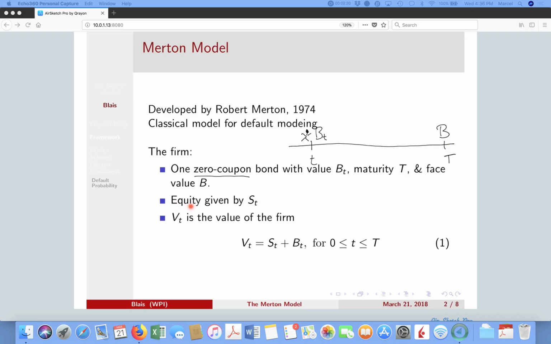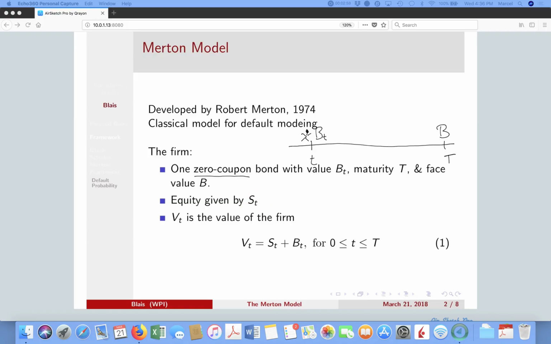Then we also have the equity of the firm, and we're going to denote that by S_T, as is done in most presentations of the Black-Scholes model. Think of it like the stock price. That is the value of the firm to the shareholders. So if you own stock in the firm, this is, in this example, the total value of the firm's equity.